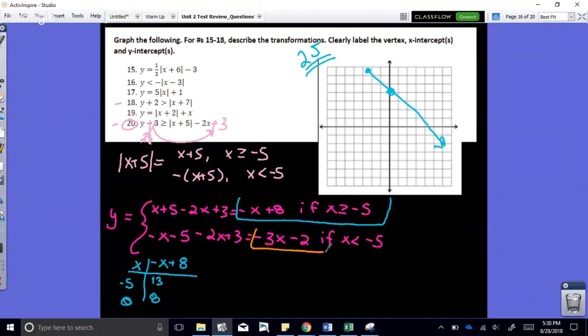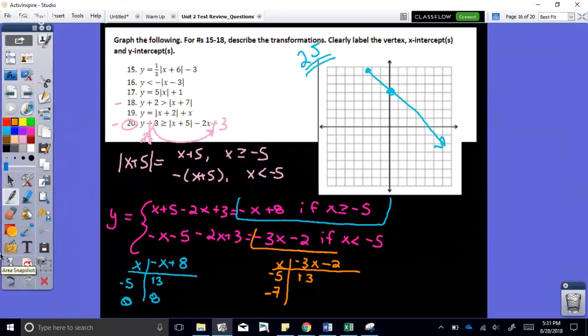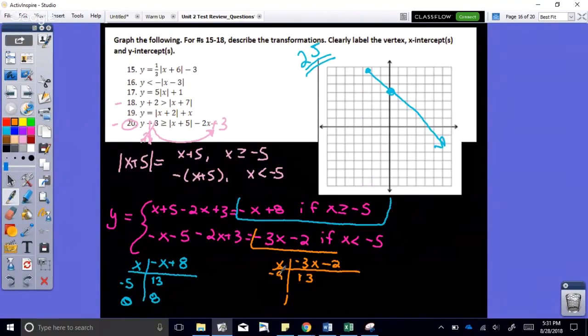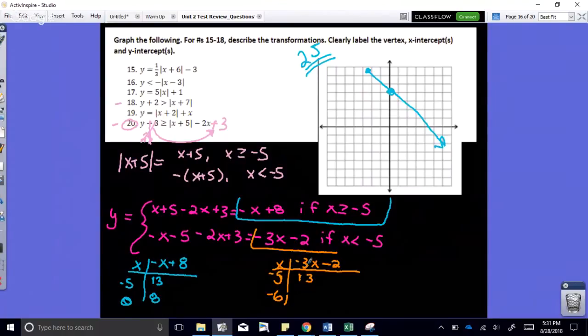The bottom half is -3x minus 2. So again, if you want to make a t-chart, we have -3x minus 2. I'm going to start by plugging in -5. That gives me 15 minus 2, which is 13. And this time I'm going to pick a number less than -5, so maybe I plug in -7. That might get too big. Let's just go -6. If I plug in -6, I get 18. 18 minus 2 is 16.